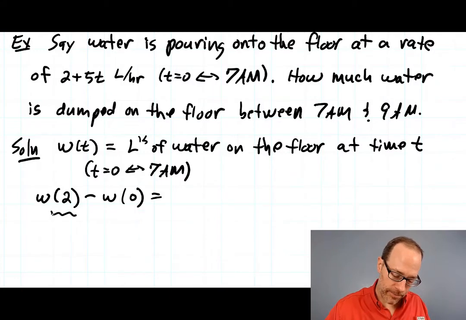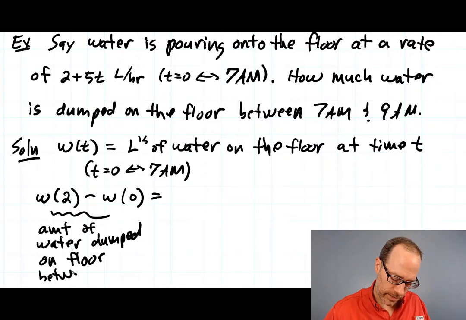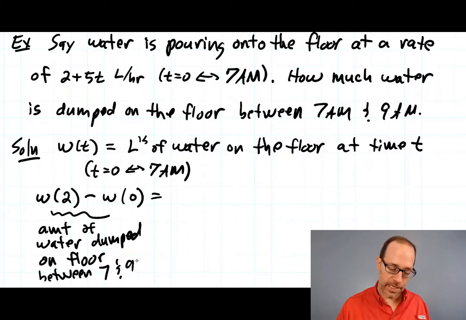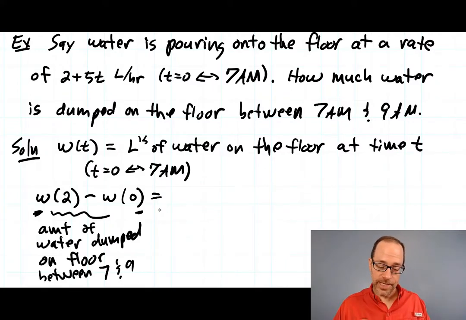So this is the amount of water dumped on the floor between 7 and 9. All right, because this term here is how much water there is at 9 o'clock, and then you subtract off how much water there was at 7 o'clock, and the difference will be how much water was dumped on the floor between 7 and 9 o'clock. All right, so that's what the problem is asking.